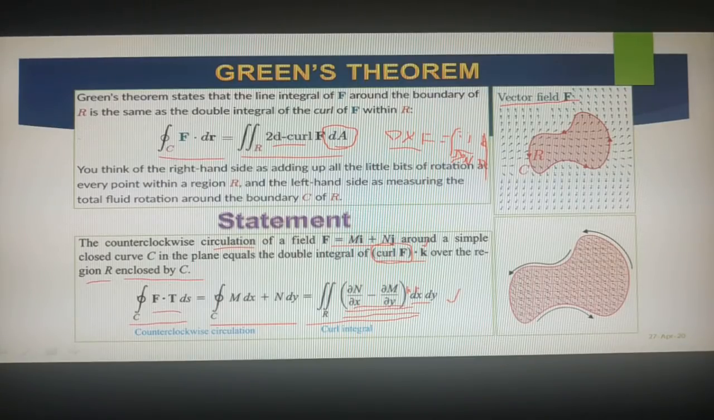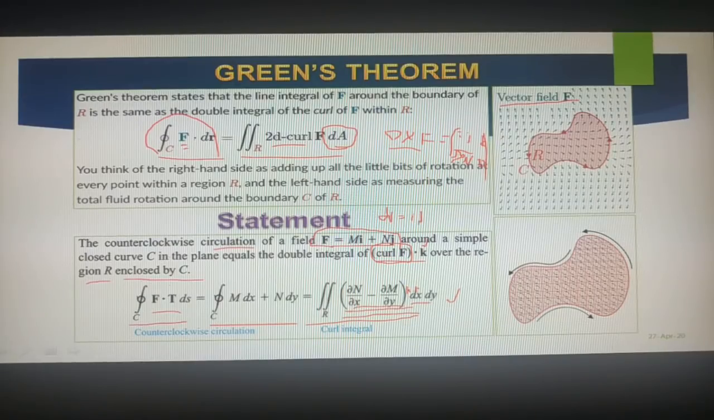This line integral I can write in vector form, like integral over C of F bar dot dr. Here F bar is your vector field, and we are taking the dot product with dr. So what does dr mean? dr means i dx plus j dy plus k dz. Here we are considering only two dimensions, therefore dr is equal to i dx plus j dy.